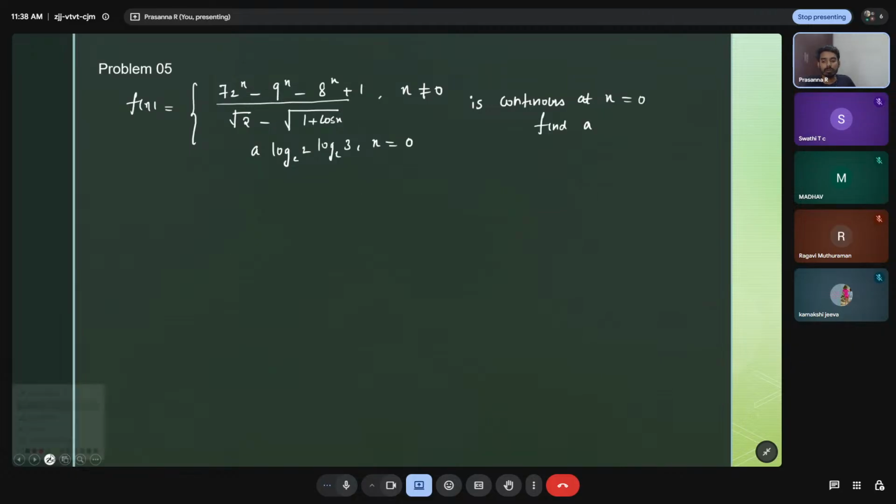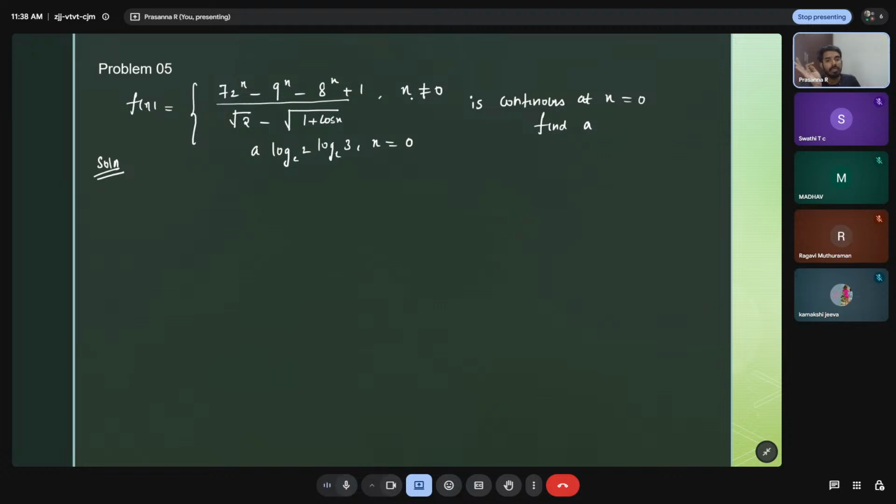See here, when x is not equal to 0, the function takes this value. That means 0 minus and 0 plus, both are the same function. Yes or no? So in the previous four problems, one function is given to the left of 0 and one more function to the right of 0. At 0, they are given the value.